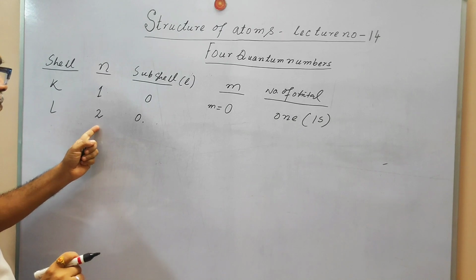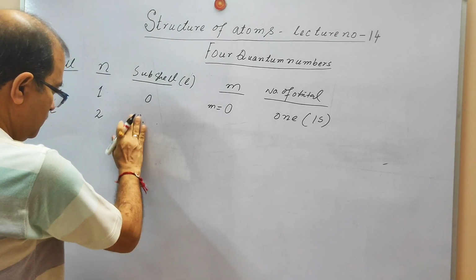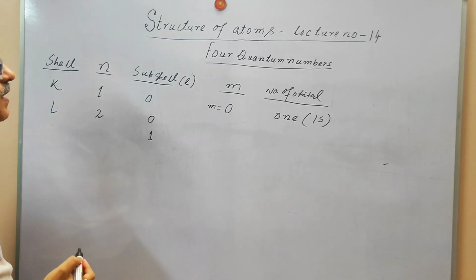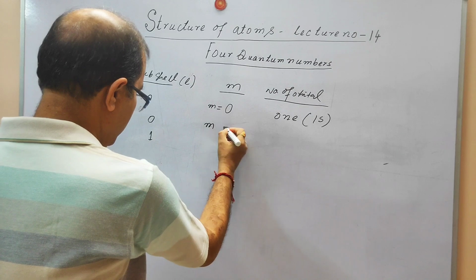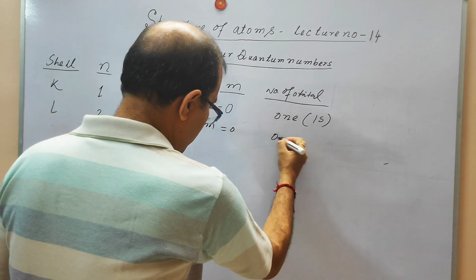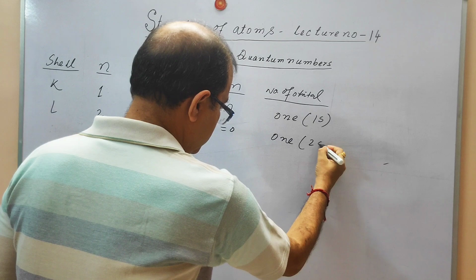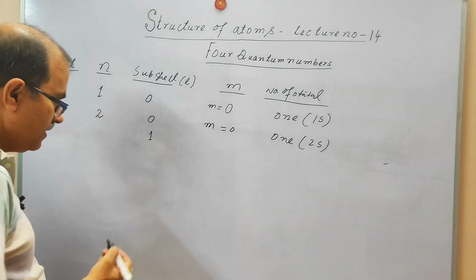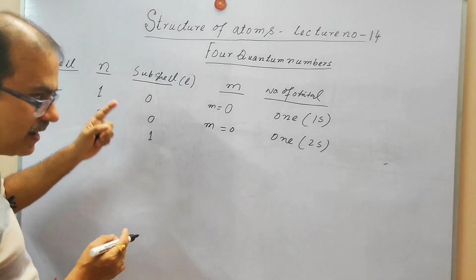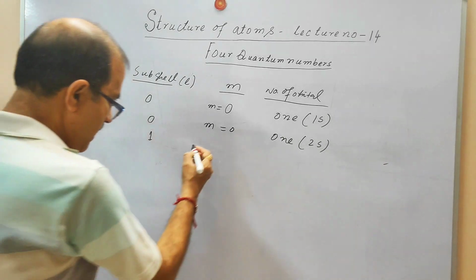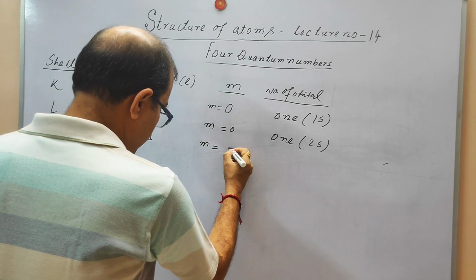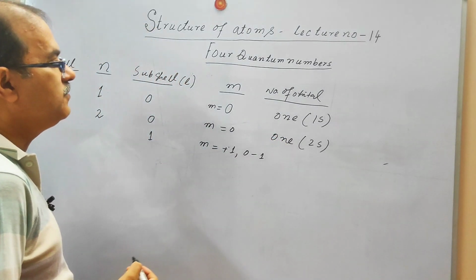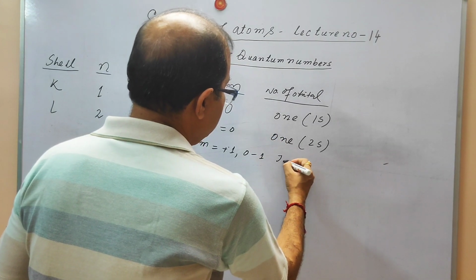When n equals 2, there are two subshell numbers, L equal to 0 and L equal to 1. When L equals 0, m will be 0, and it is one orbital, that is the 2s orbital. It is called the 2s orbital because it is in the second shell. The second shell has another subshell, L equal to 1, which has 3 orientations, that is plus 1, 0 and minus 1, so there are 3 orbitals.